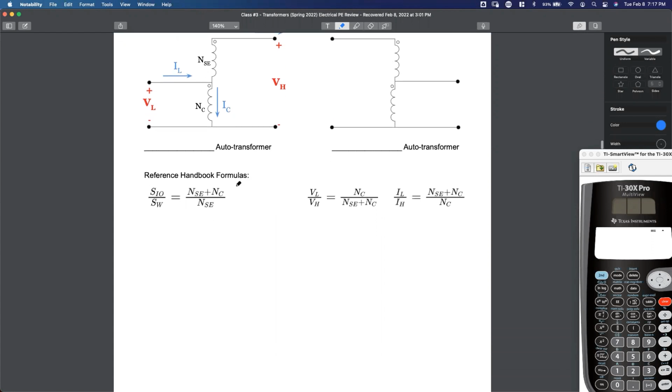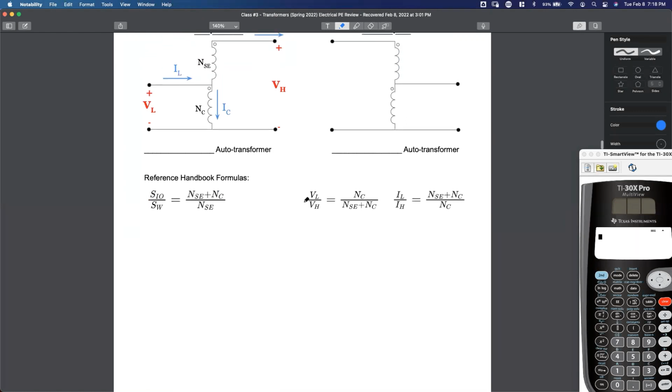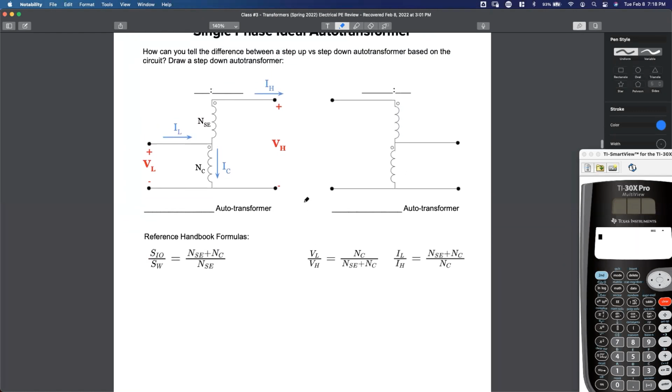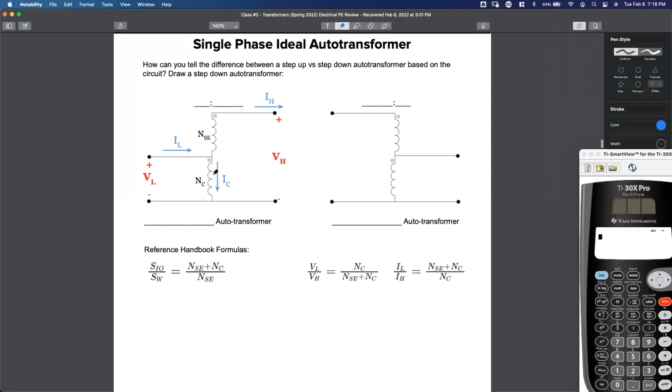So really quick, the reference handbook, your auto transformers are located on page 62. However, the reference handbook only shows you the diagram and the formulas for one kind of auto transformer. Who's got their handbook open? I believe it's this one over here on the left, right? They don't give you both circuits. They're very similar, but there's one big difference. Everyone's saying the one on the left? Yep. All right, question number one up here.